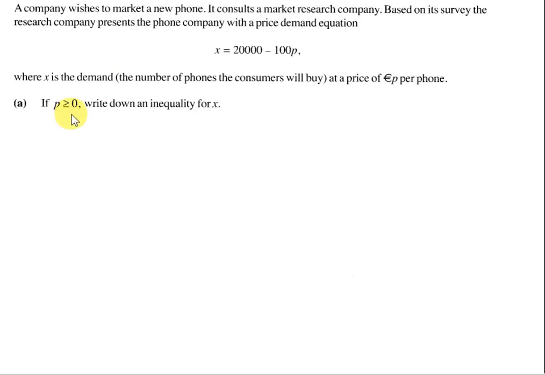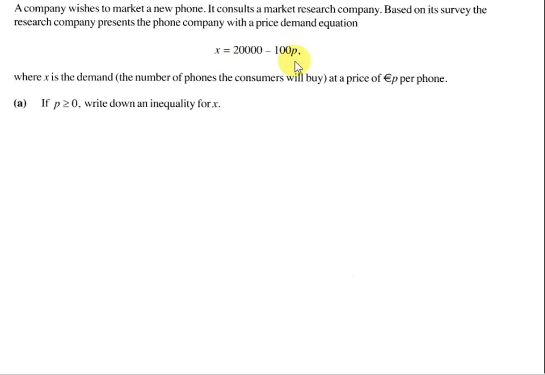If P is greater than or equal to 0, write down an inequality for X. Well, obviously P has to be greater than or equal to 0. P is the price of a phone. That has to be some positive number. It can't be negative. Now if P is greater than or equal to 0, that'll tell us something about X.